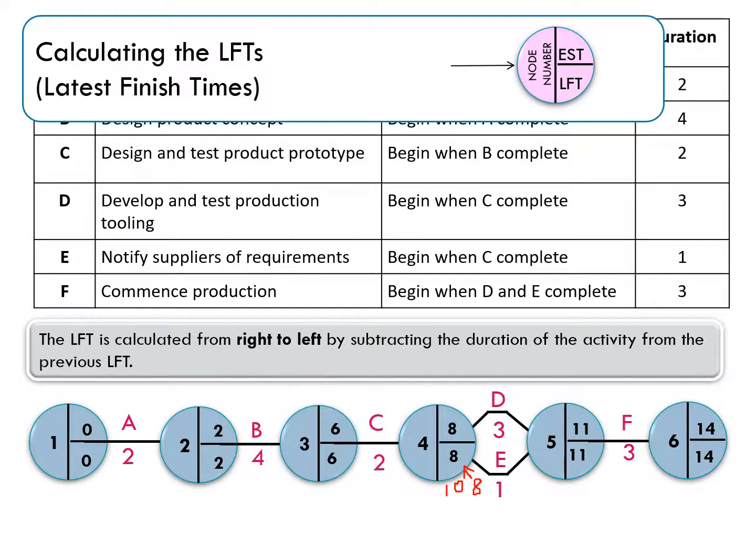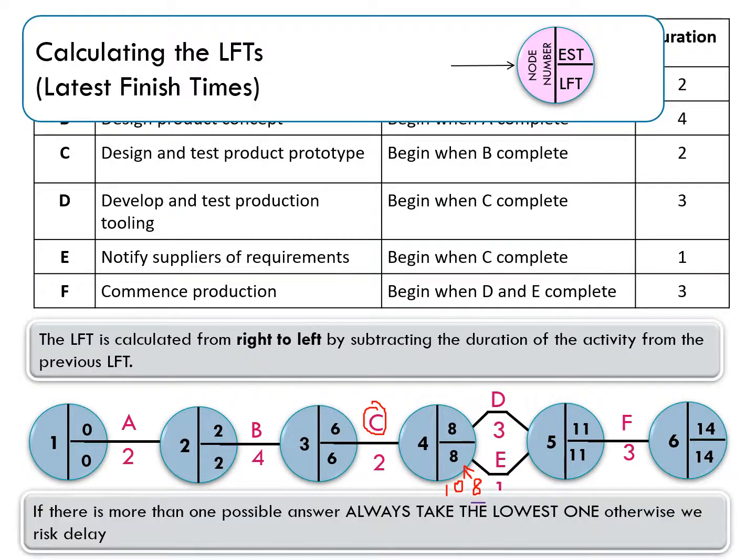Well, remember this is the latest time that C can finish. And C has to finish for D to begin, and if D is going to take 3 weeks, it needs to be finished by 11. So whenever I calculate my latest finish time, I always go for the lowest option. If I don't, we're risking a delay.